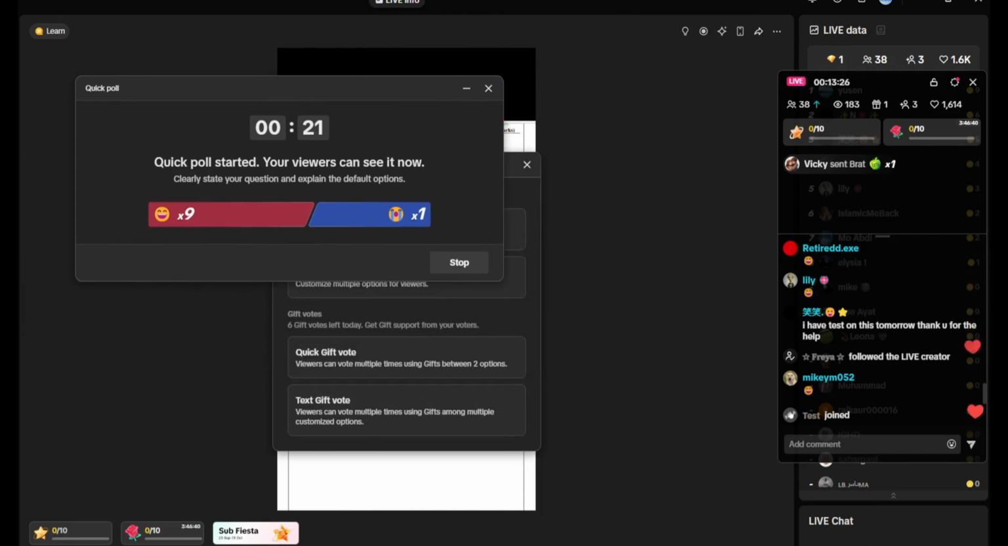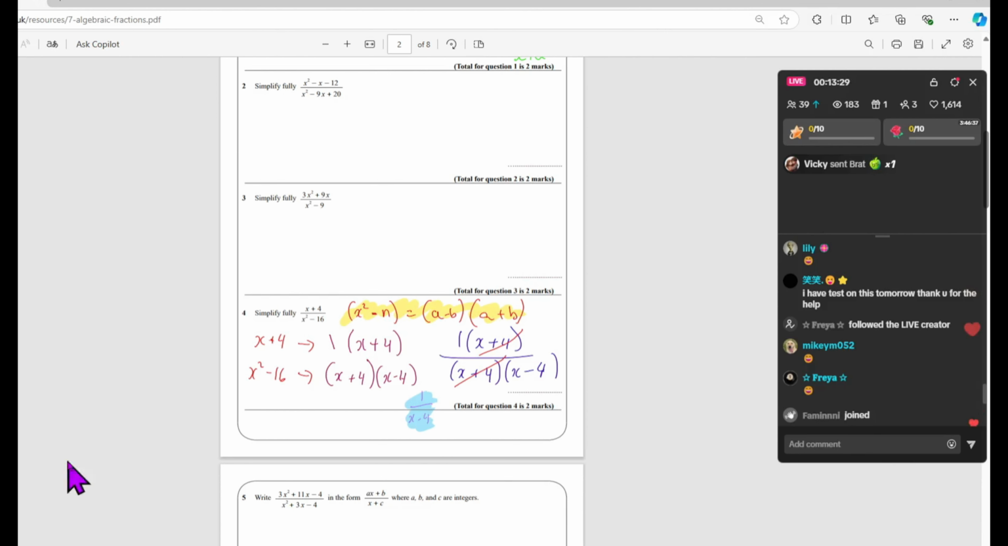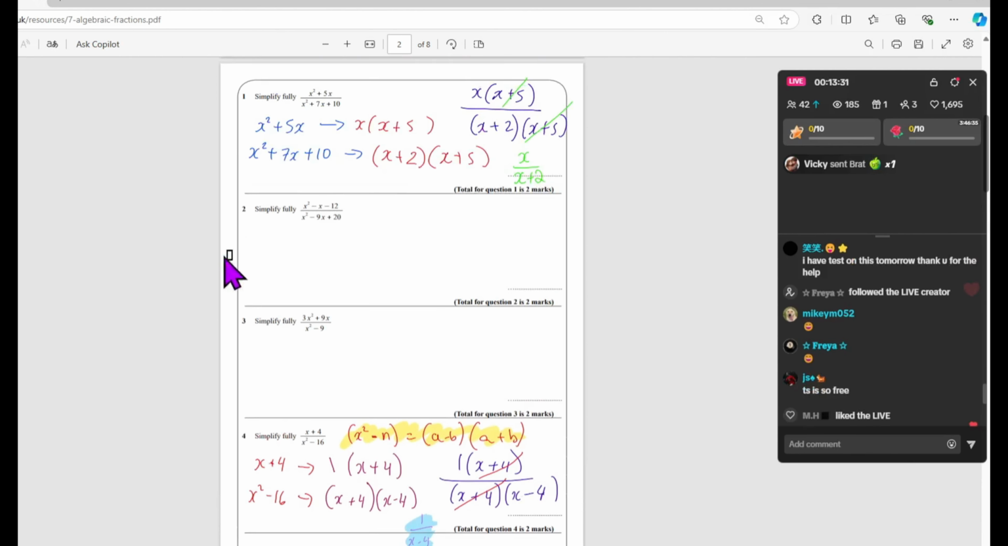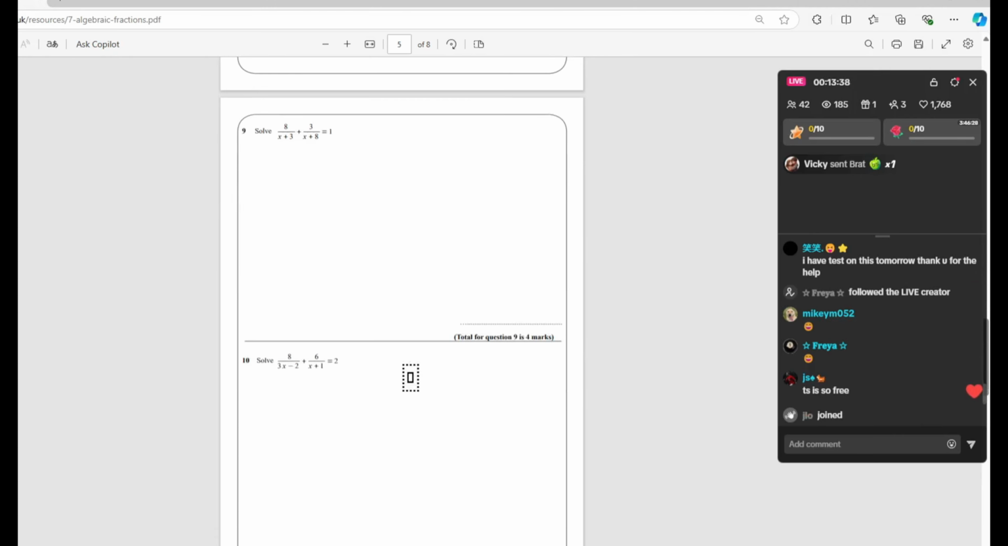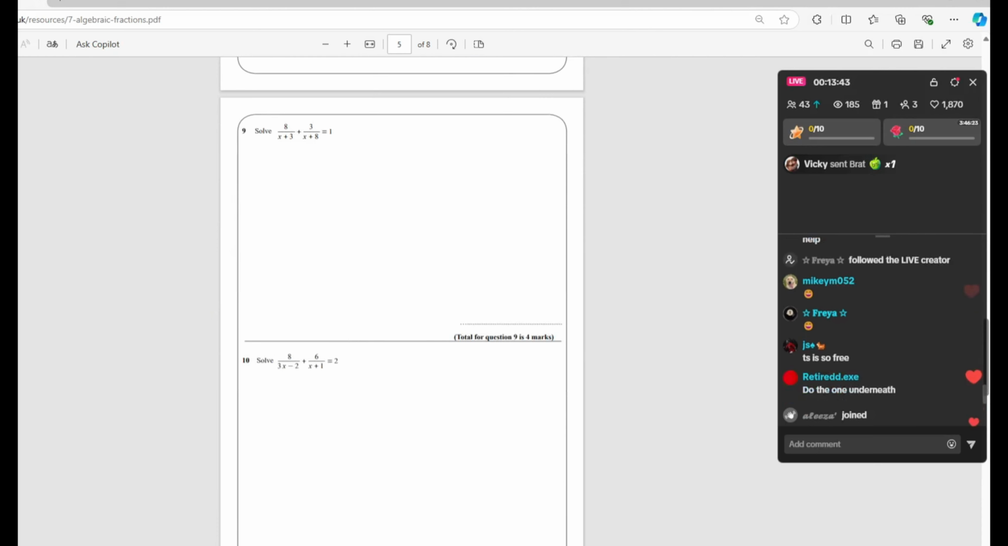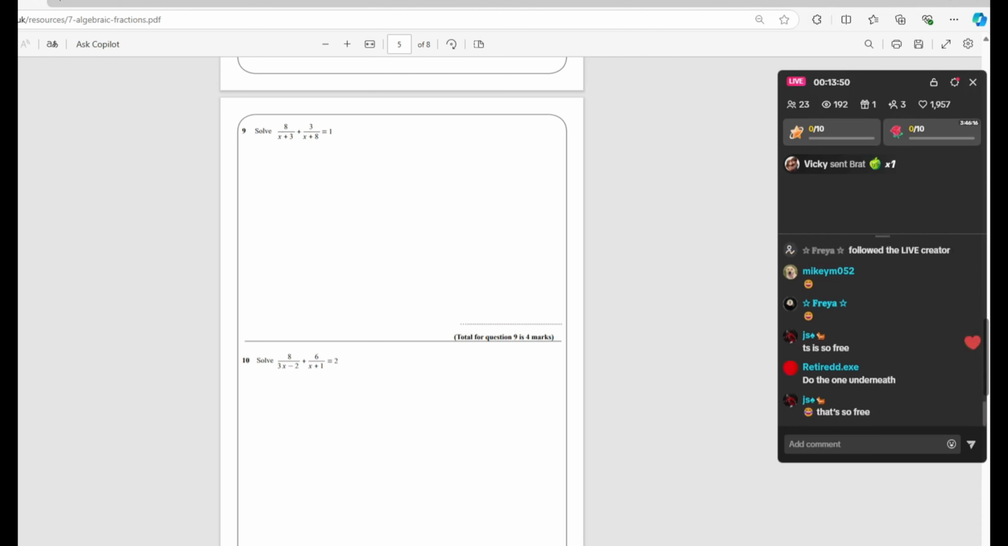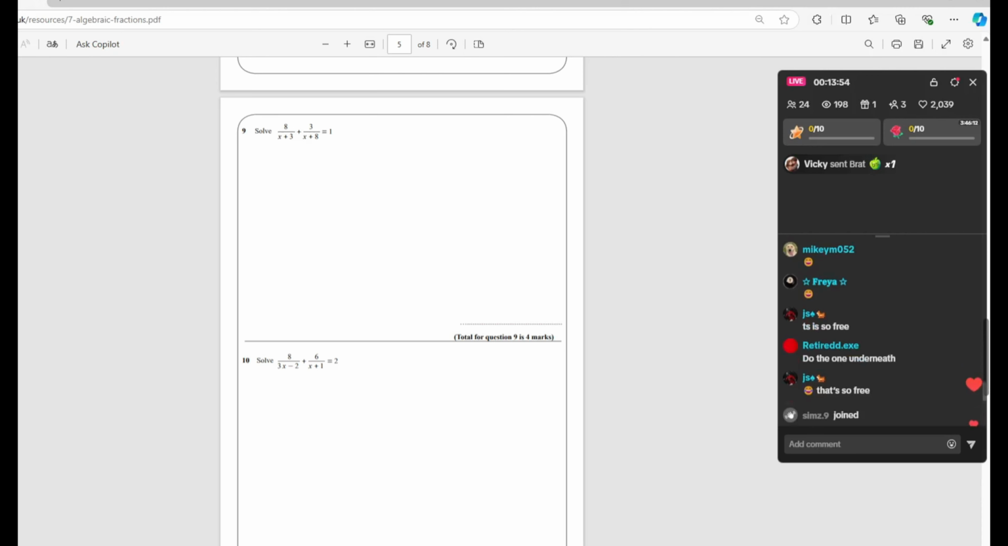So we're just going to do a hard question on algebraic fractions, because now you know the basics. Now you can do the hard questions. So let's say we have question number 9 here. We have to solve 8 over x plus 3 plus 3 over x plus 8 is equal to 1. Okay? We need to do this. How will we do this?